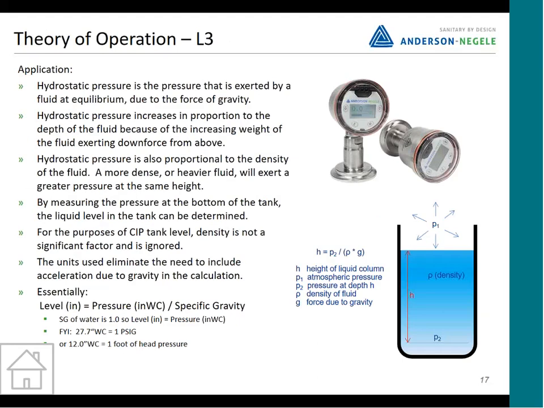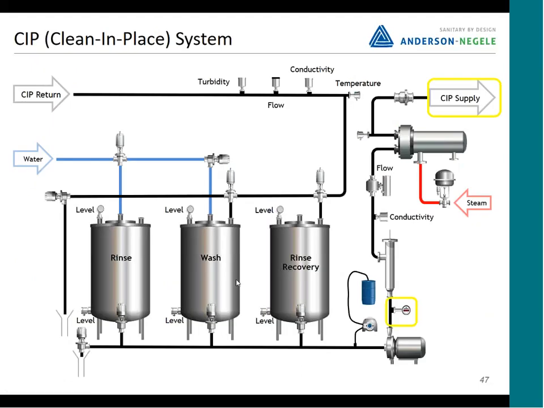All right, and then how does it work? So, real quick slide on how the L3 works: basically hydrostatic pressure. We're not going to spend a lot of time on this, but if you look at it, you'll see that as the level builds up in the tank, it's exerting pressure at the bottom of the vessel. The more pressure, the more level. We can use that to determine the amount of volume in the tank. All right, I'm not going to read that whole slide to you.